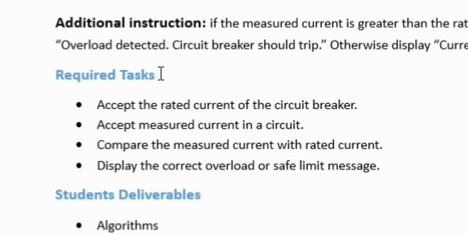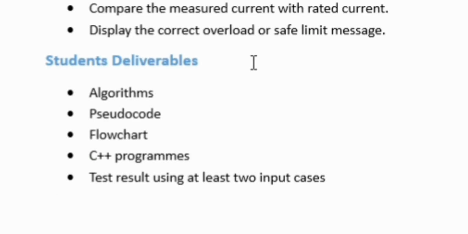Accept the rated current of the circuit breaker. So your C++ code must accept the rated current of the circuit breaker, accept a measured current in the circuit, compare the measured current with the rated current, and display the correct overload or safe limit message. The lecturer asks the student to write an algorithm, pseudocode, flowchart, and C++ program, and to test the results using at least two input cases.